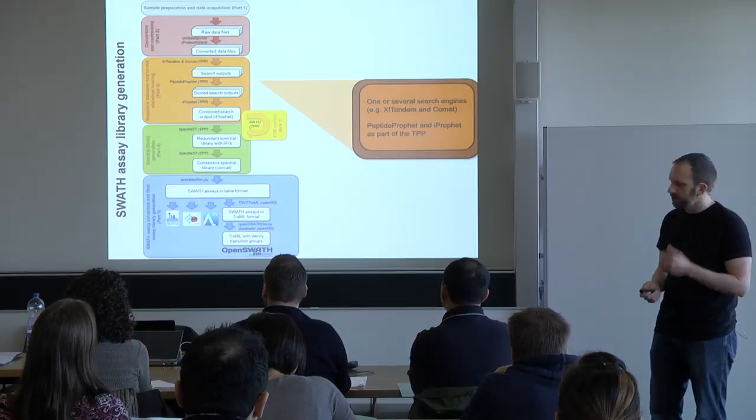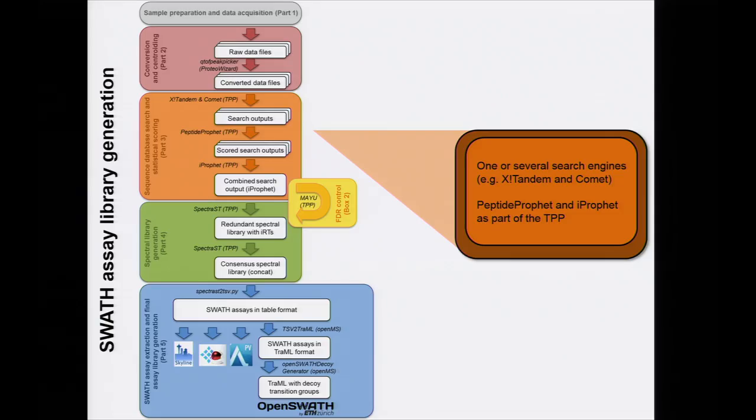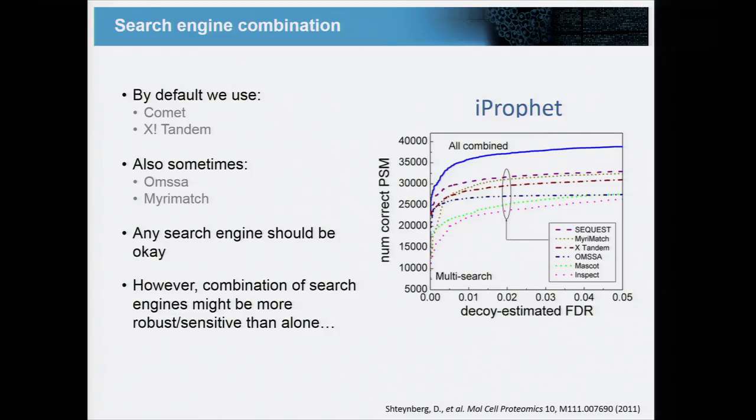So what about the search engines? There's not really that much to say here. I think people basically understand how this works. The only thing I would point out is that something that we do use is multiple search engines, right? So by default, I think we're using Comet and X!Tandem, and sometimes we also throw in OMSSA and MyriMatch to be very comprehensive, and these tend to be the open source ones, which you can run on Linux on a cluster, which is what we do.